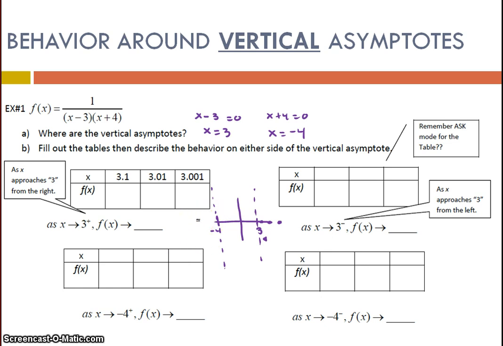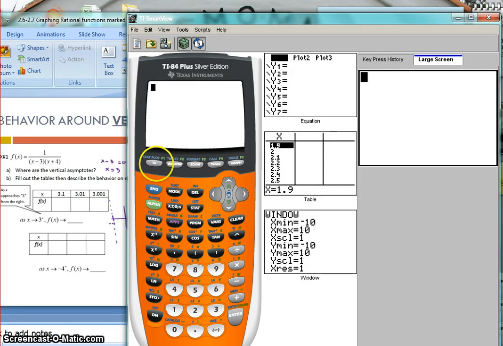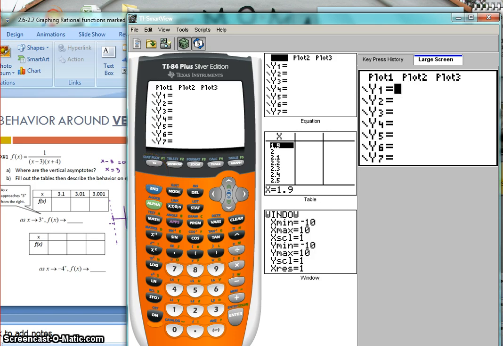Okay, so I'm going to pull up my calculator, and I'm going to put my f of x into the calculator, and we're going to put our calculator into ask mode. So let's go ahead and do that now. Okay, so I grabbed my calculator. I'm going to press y equals, and I'm going to do 1 divided by, and I'm going to have to use double parentheses because I need parentheses around everything in the denominator. So I'm going to use double parentheses, and I have x minus 3, x plus 4, double parentheses.